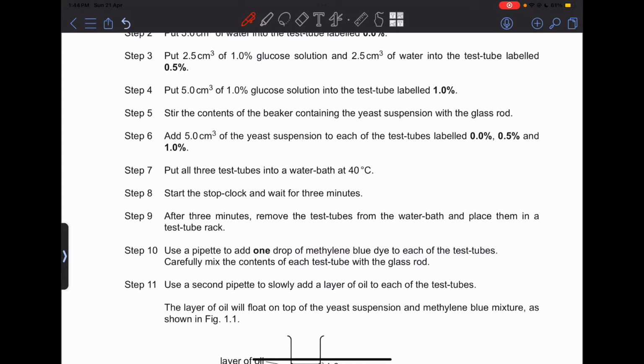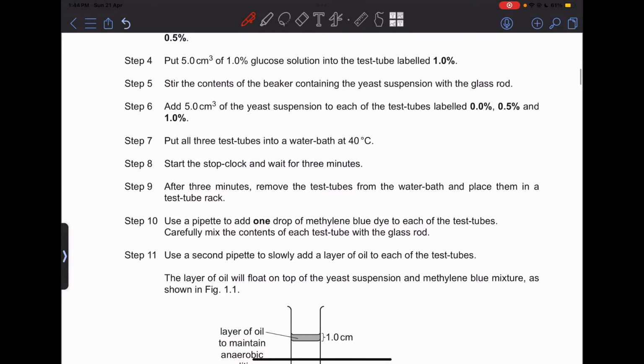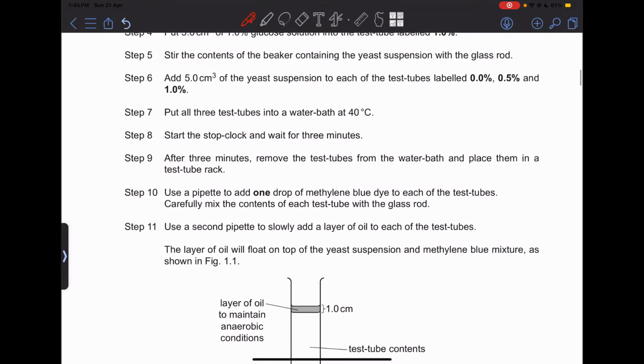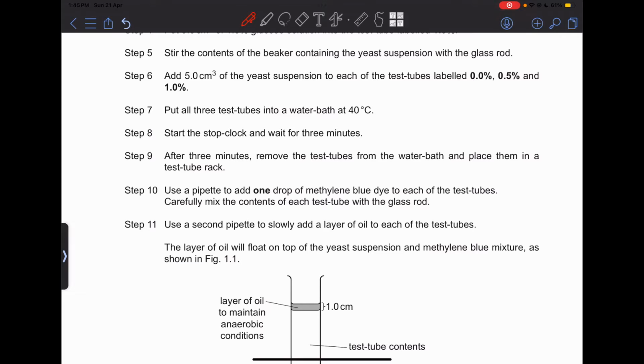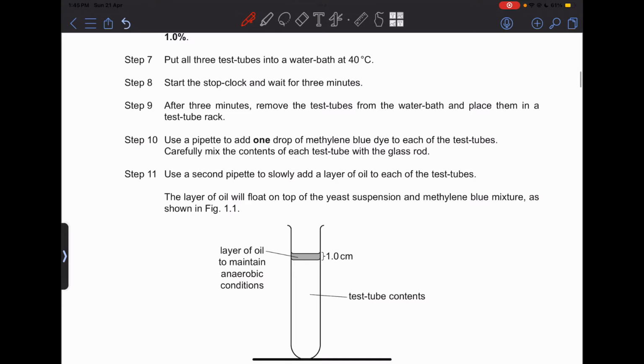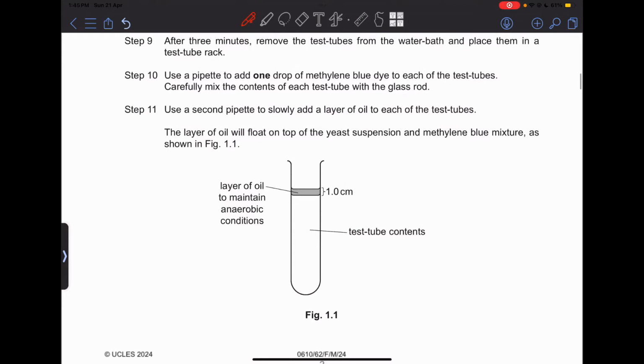Stir the contents of the beaker containing the yeast suspension with the glass rod. Add 5 centimeter cubed of yeast suspension to each of the test tubes. So you're going to be adding the same amount of yeast in each of them. This is something you have to keep constant, or else the experiment will not be valid. Put all 3 test tubes into a water bath at 40 degrees. Start the stop clock and wait for 3 minutes. After 3 minutes, remove the test tubes from the water bath and place them in a test tube rack.